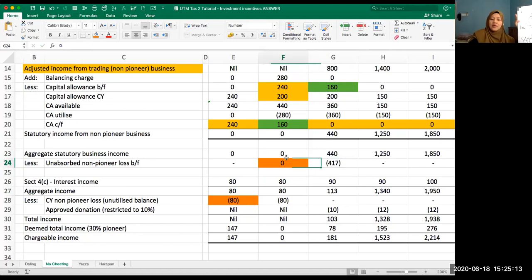Okay. So now you have 80, aggregate income is 80. So where does this 80 come from? Where do you get this 80 from, in the second year? Where does this 80 come from? Blue.